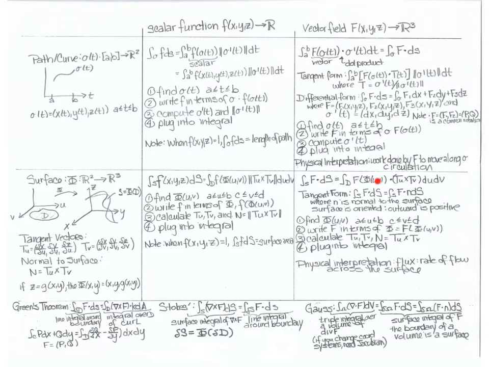These surface integrals of vector fields have a physical interpretation, which is called flux, which is the rate of flow across the surface. A negative flux means things are flowing into the surface, and a positive flux means things are flowing out. We have these theorems here, Green's theorem, Stokes' theorem, and Gauss's theorem, which you may or may not have looked at yet, but I am going to go ahead and review them since they are really part of this chart.